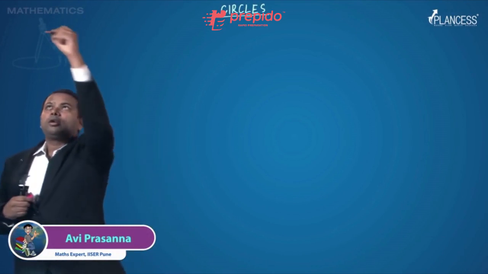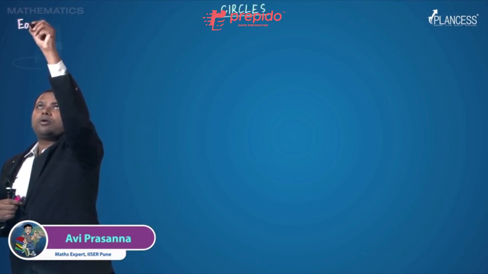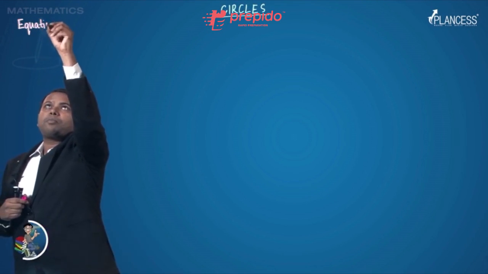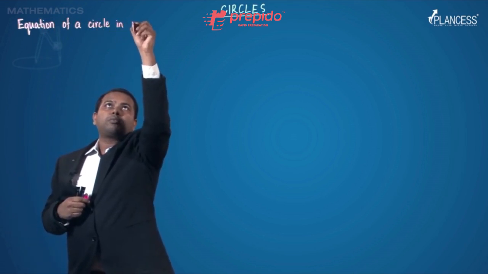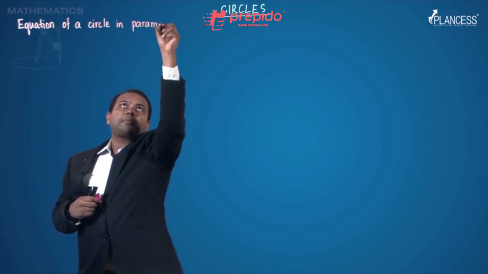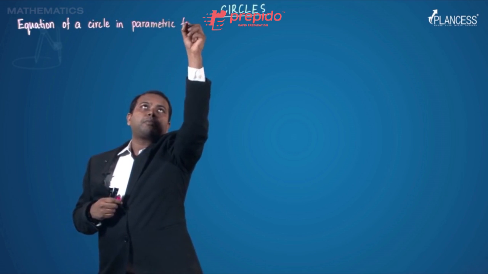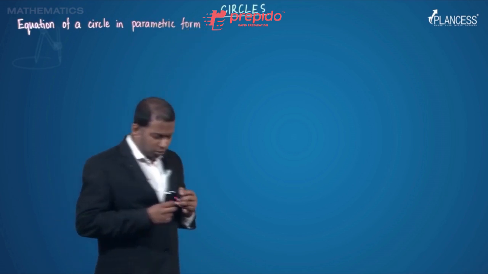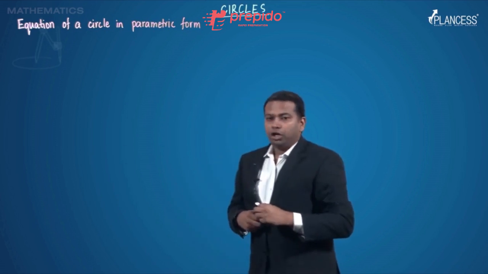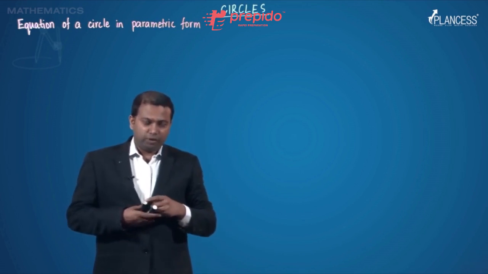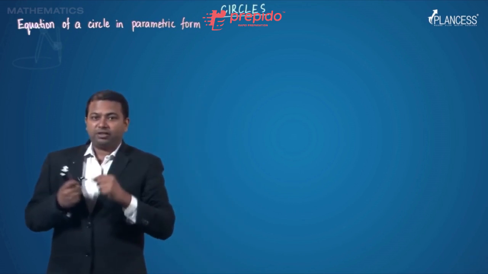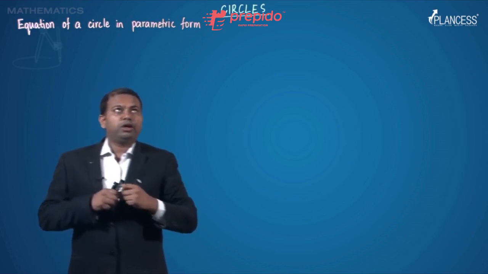We are going to study the equation of a circle in parametric form. So, what do we mean by a parametric form? Let us start with the simplest form of a circle, when we have the center of the circle at the origin, and let us assume that the radius of the circle is equal to a.